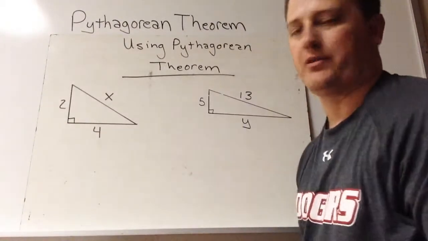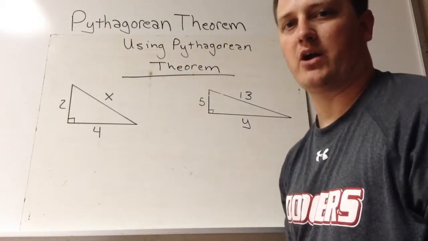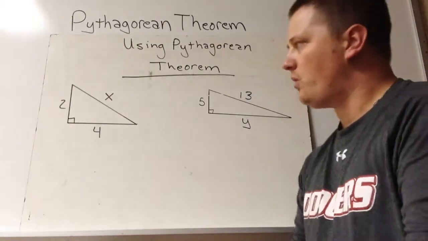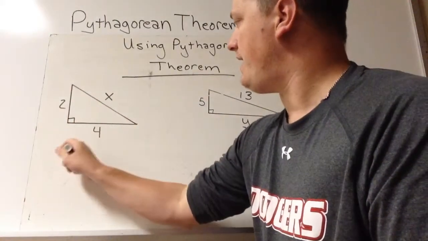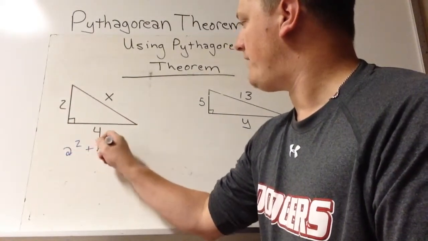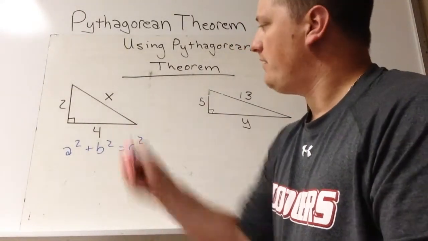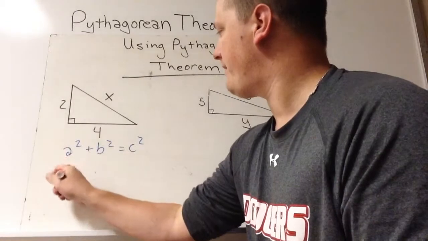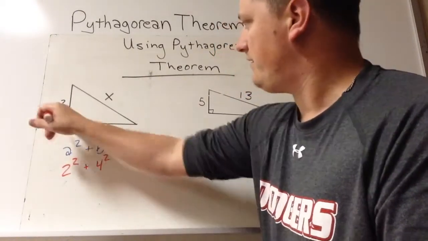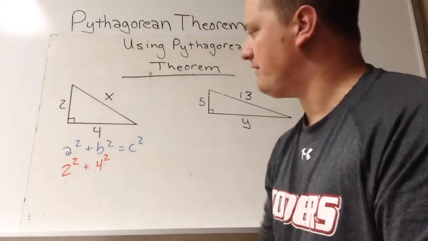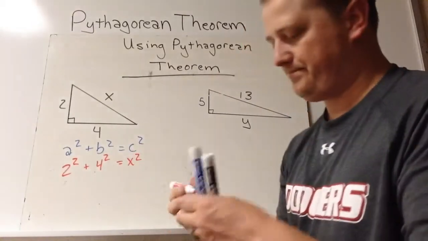So here are two examples. In this first one, I'm missing the hypotenuse, which is a little bit quicker method to doing this. What we know is, here's a leg and here's a leg, so A squared plus B squared equals C squared. So I'm going to substitute everything I know. So 2 goes in for A, 2 squared. 4 goes in for B, 4 squared. Those are on the sides of the right angle. And that should equal X goes in for C, so X squared.